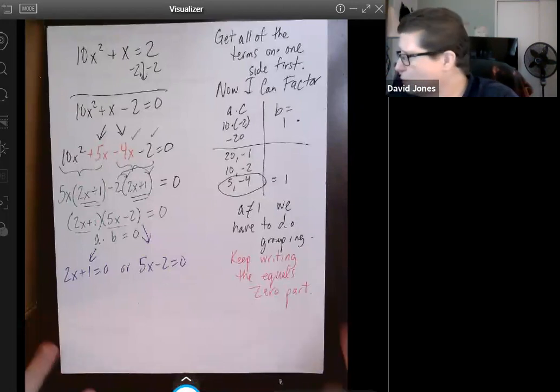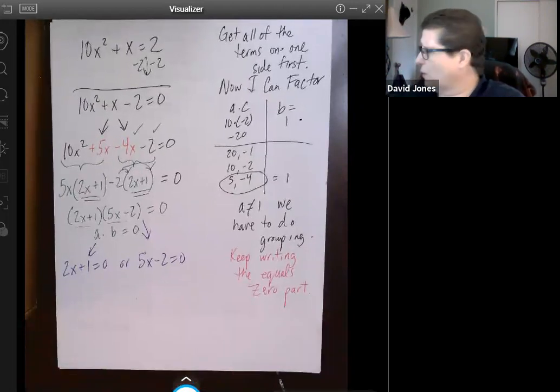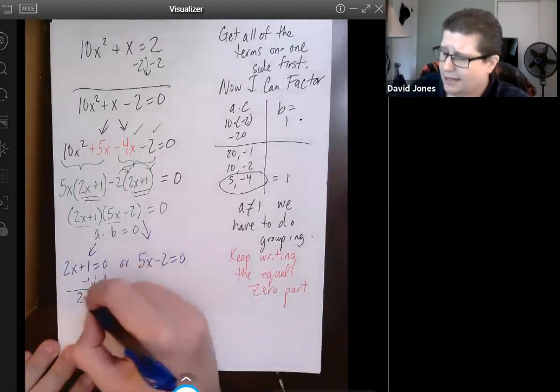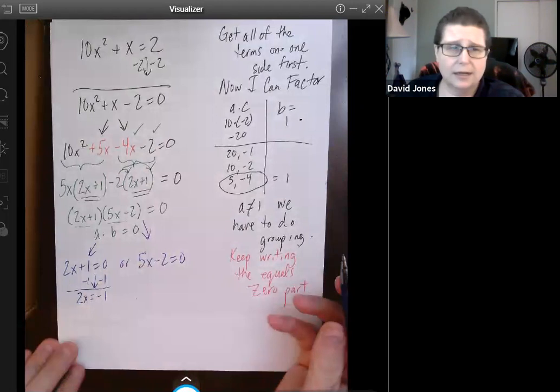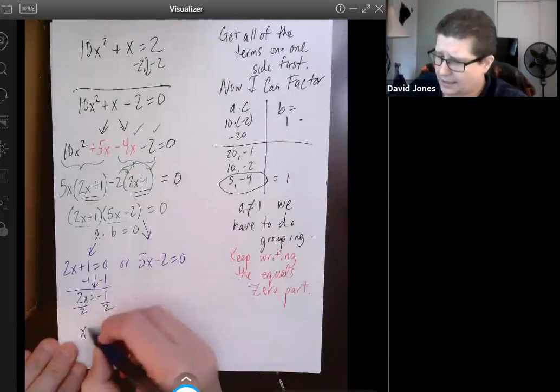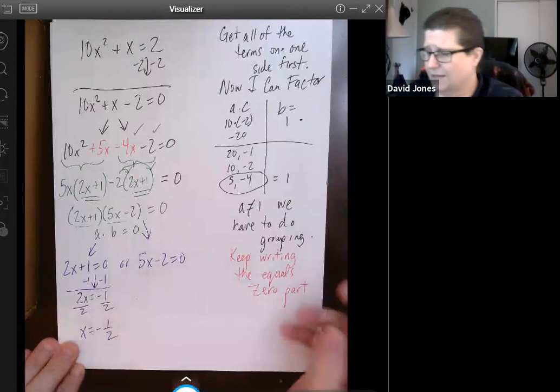In both cases, we're back down to a simple linear equation. We just solve for the variable. I'll subtract 1 from both sides there. I get 2x equals -1, and I'll divide by 2. I get x equals negative 1/2. That's one of my options.